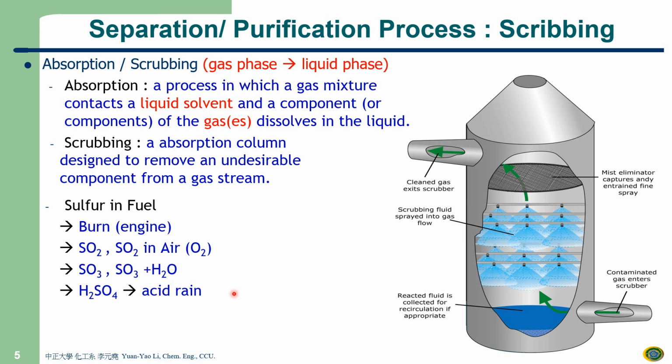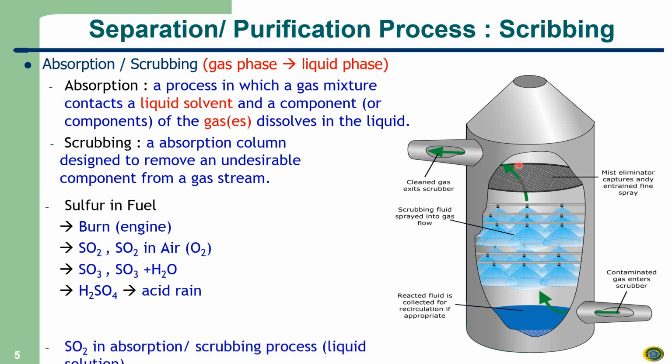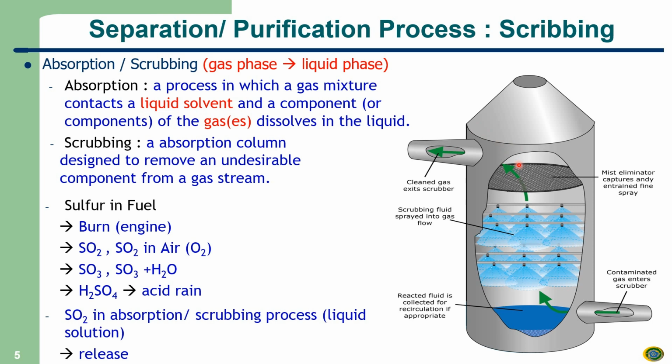So before you release this gas into the atmosphere, you want to introduce this dirty air to this scrubber first before you release it to the atmosphere. Right? So this is what we call a scrubber. So SO2 is absorbed in the scrubber process, and then you can release the rest of the clean air out.